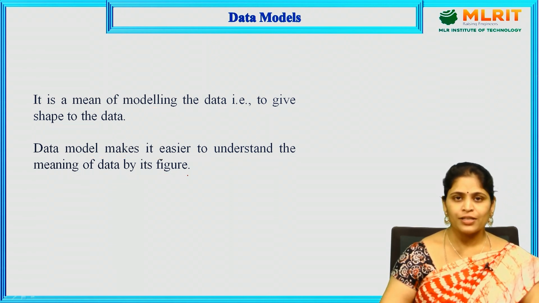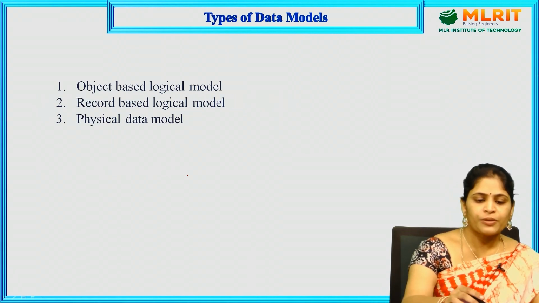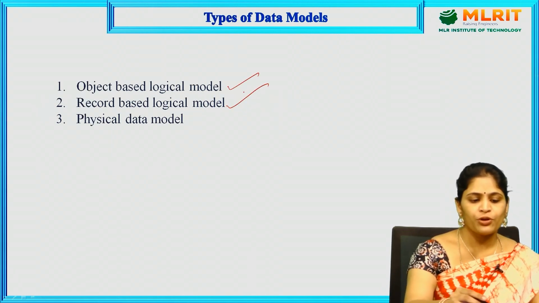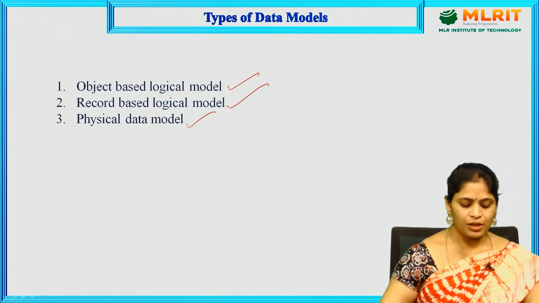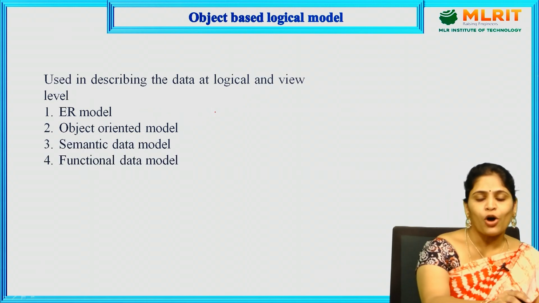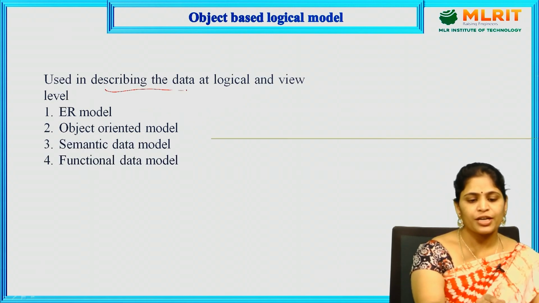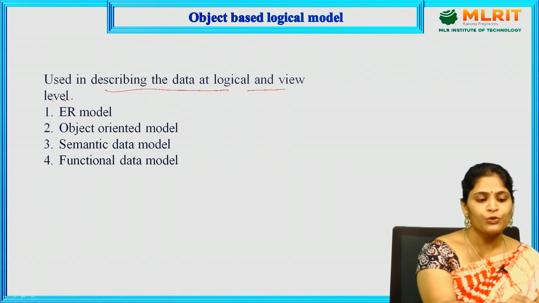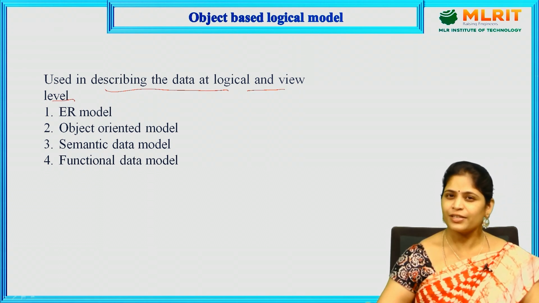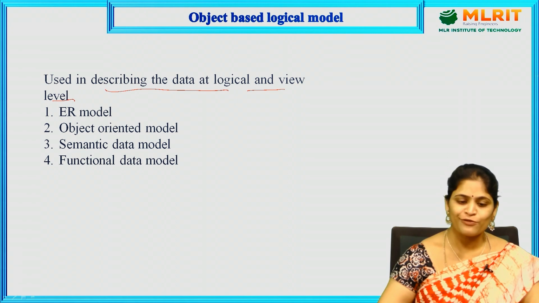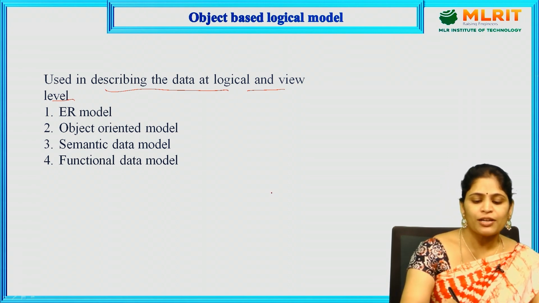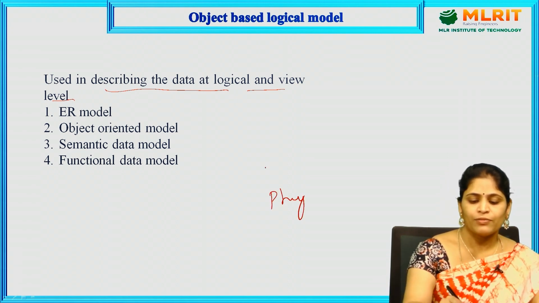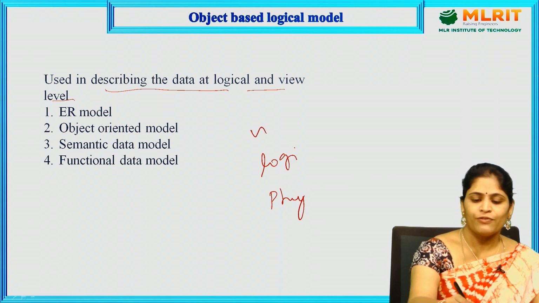So, here we have 3 types of models: object based model, record based model and physical data model. What is object based model? Object based model is used to describe the data at logical and view level. As we have previously discussed, what are the levels involved? Physical level, logical level and view level.